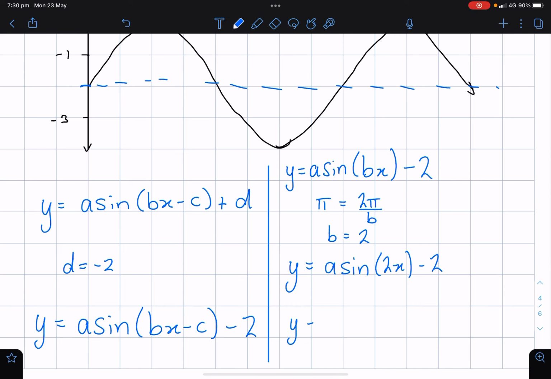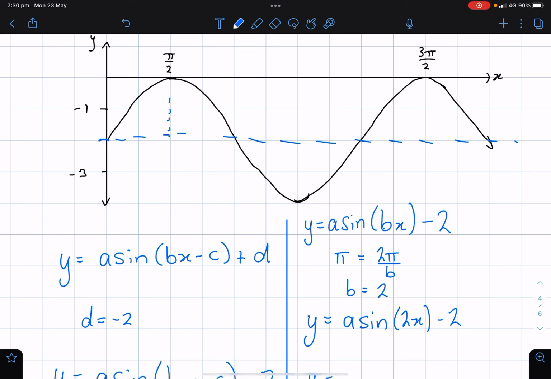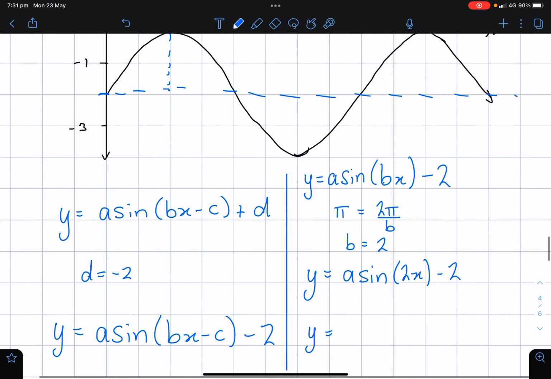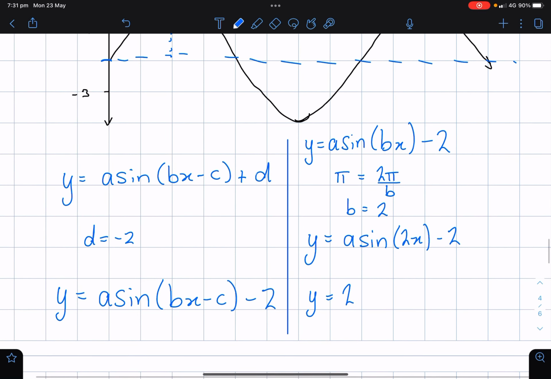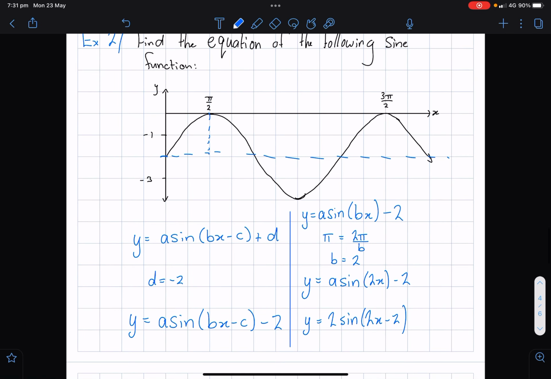Now we need to find a, which is the amplitude, just how far up this goes, which is 2 units. Remember, it's the modulus, so even if it's negative, we still use the positive. So y equals 2 sine 2x minus 2. And there you have it. That is the equation of our sine function that we have graphed here. I want you to follow those steps and just do one bit at a time. No point doing it all at once, because that is when you make silly mistakes.